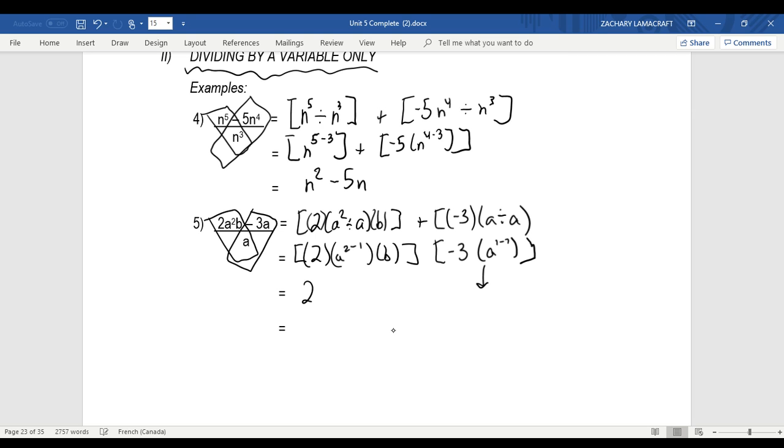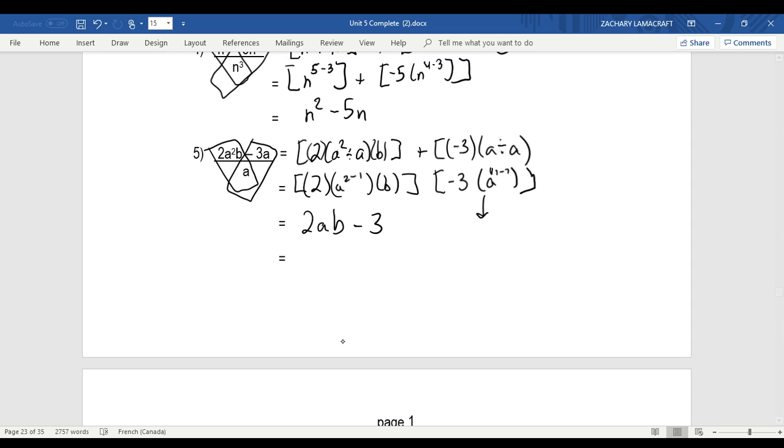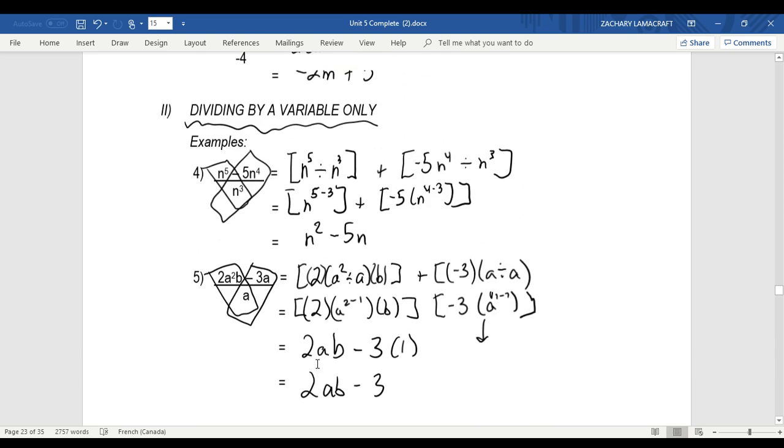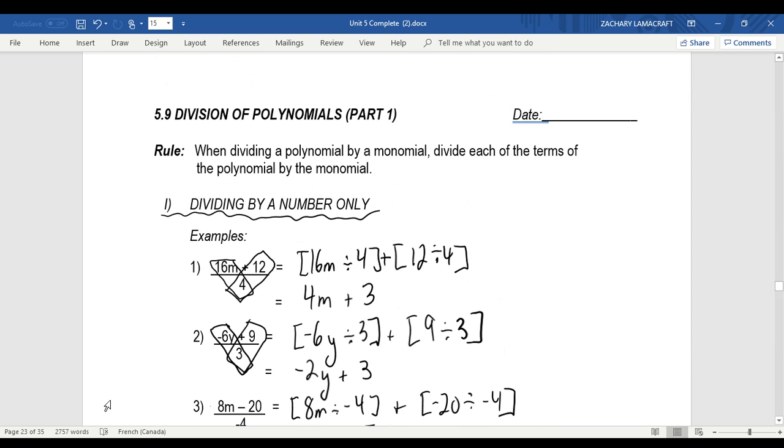So we'd have 2, and then 2 minus 1 being just 1, so it's a, b, and then minus 3. In this case, anything to the exponent of 0 is just 1. So the final answer is going to be 2ab minus 3, okay? Because if we just multiplied that by 1, we would get the same answer. So again, that is 5.9 division of polynomials, part 1, where we dealt with dividing by a number and a variable.